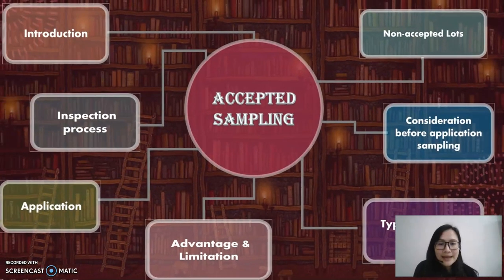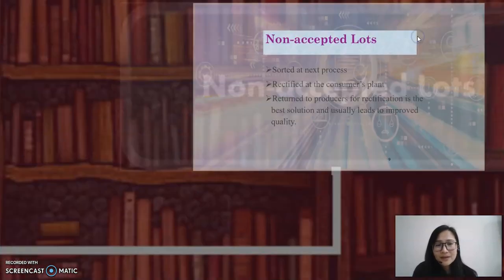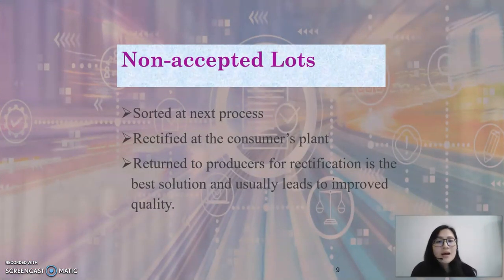Okay, then somebody will ask, after accepted sampling, if there are non-conforming units, what should we do with the non-accepted lot? The non-accepted lot should be solved at the next process. Rectifying. Rectification is a good process for the producer, and the best solution usually leads to improved quality for the vendor and the producer. So rectification is a good process to implement on the rejected lot.